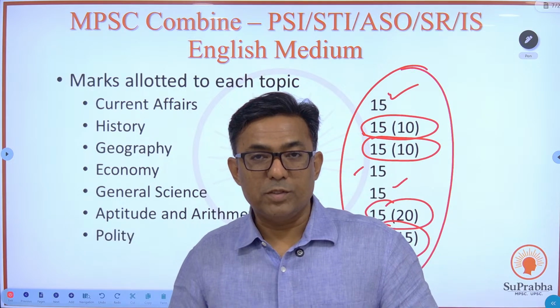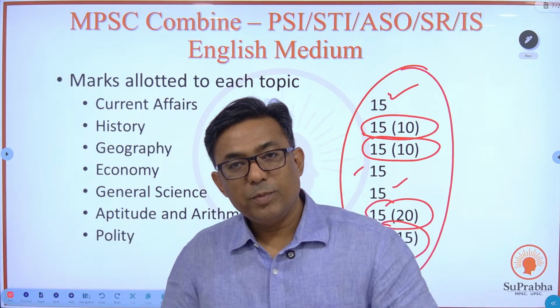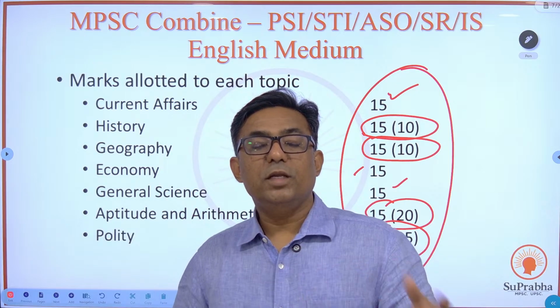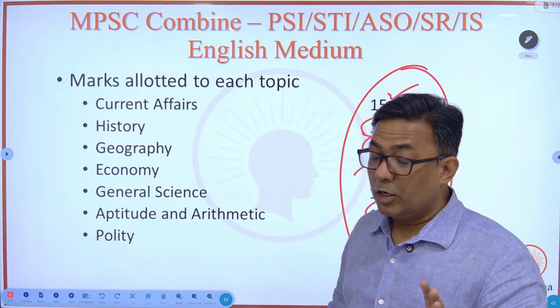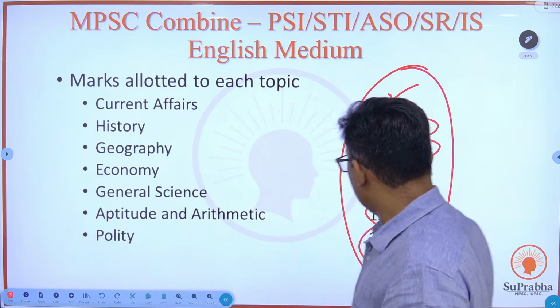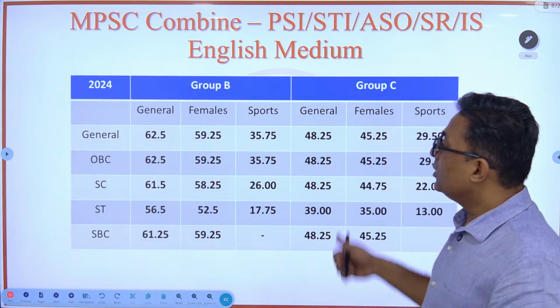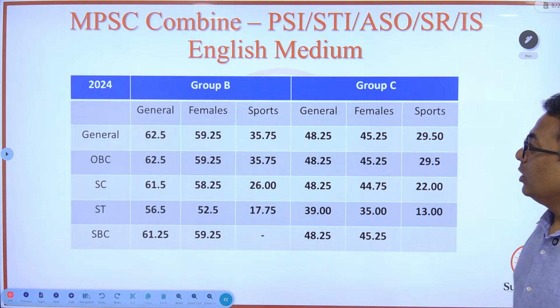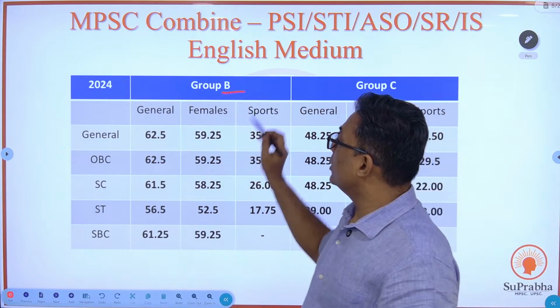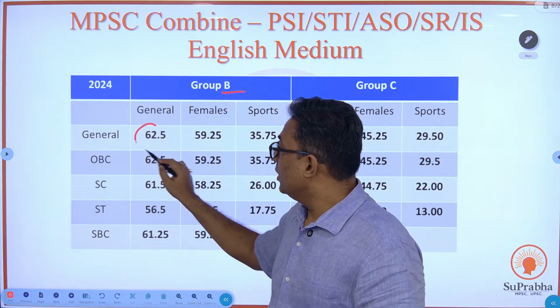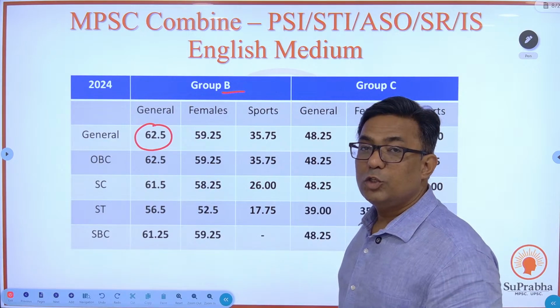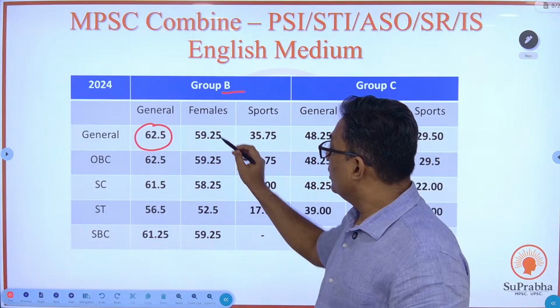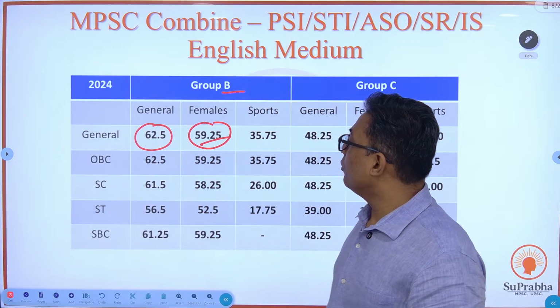This is prelims. You have appeared for the prelims. Now MPSC declares the cutoff. The cutoff is going to be different for different posts, so let's also have an idea about the cutoff. This is the 2024 cutoff. For Group B post, the cutoff for the general category was 62.5 out of 100. Females of general category had a cutoff of 59.25.